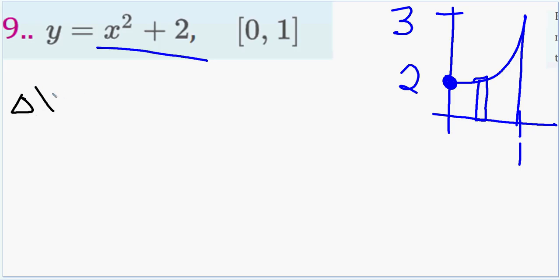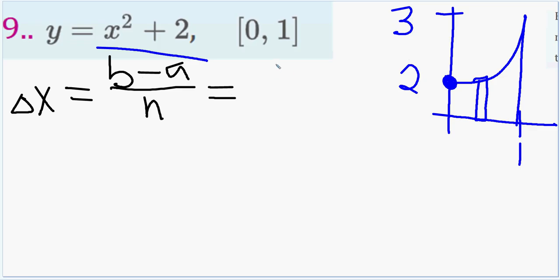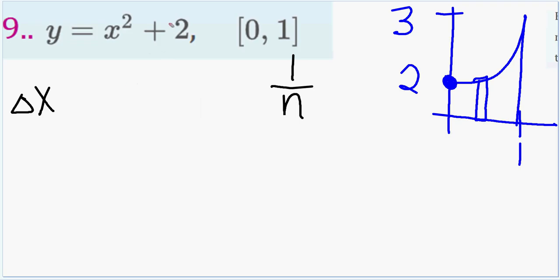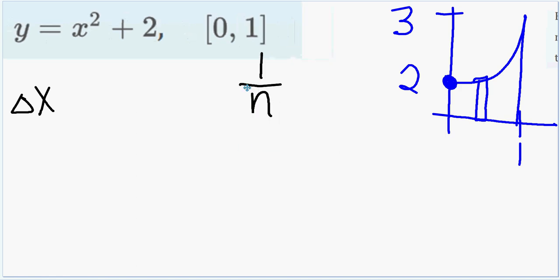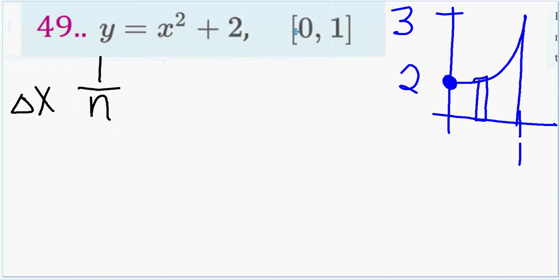So first thing, let's find our delta x. That is b minus a divided by n number of rectangles. So we're going to go 1 minus 0 is 1. And since we're going to use the limit process, we will leave that as an n until the end of the problem. And we will let n go to infinity. So I can move this over here.